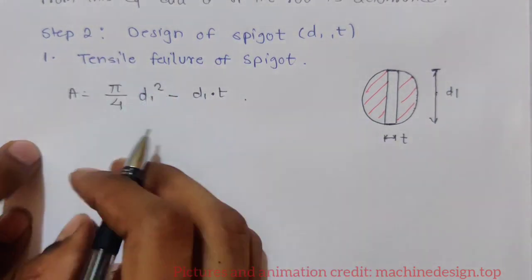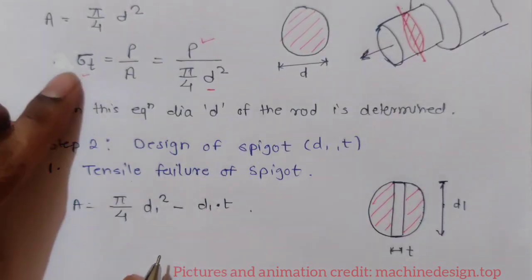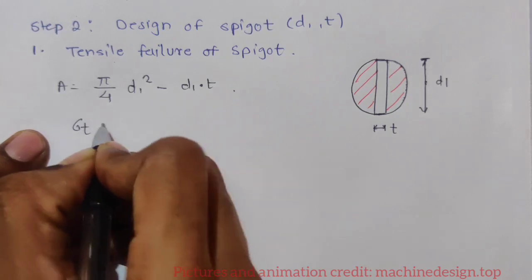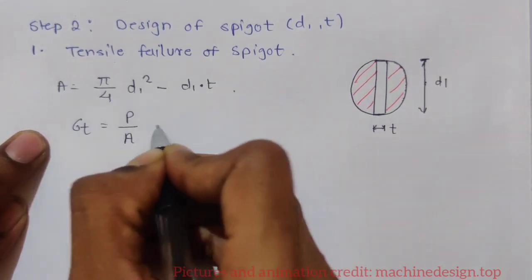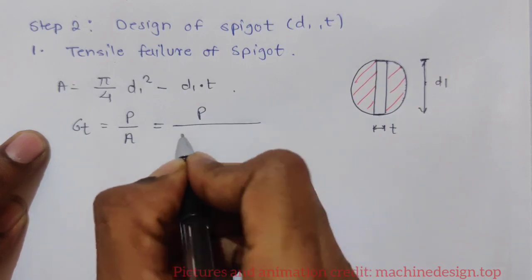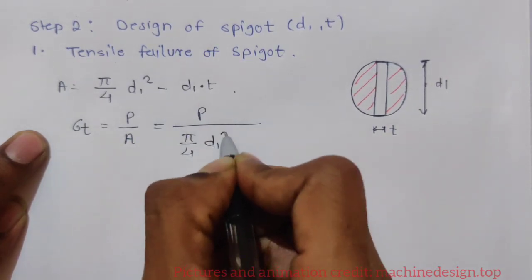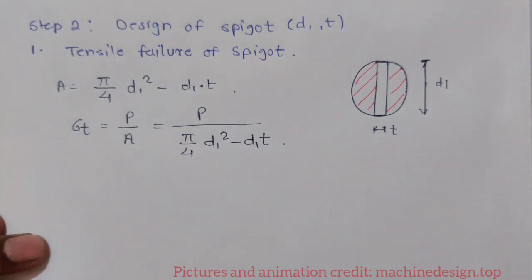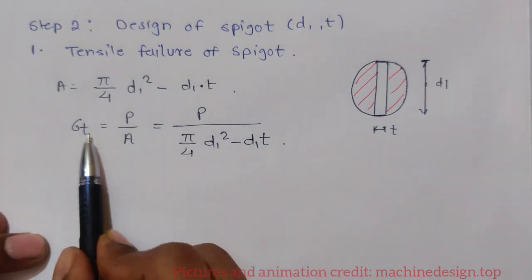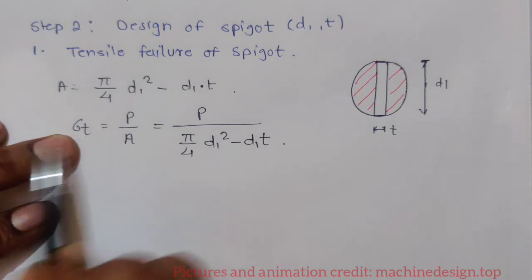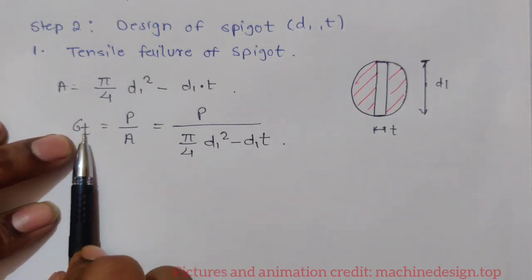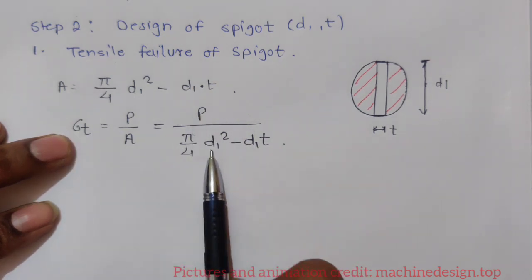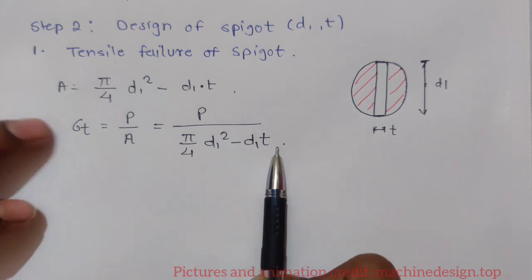Again it is tensile stress, so we know sigma t is nothing but force upon area. So here also we will do the same thing. Sigma t is equal to force upon area, which is equal to force upon, what is area? Pi by 4 d1 square minus d1 t. Now we know that sigma t value is given in the problem, or we can find it from PSG if it is not given in the problem. P is given in the problem. So here we have two unknowns, d1 and t.